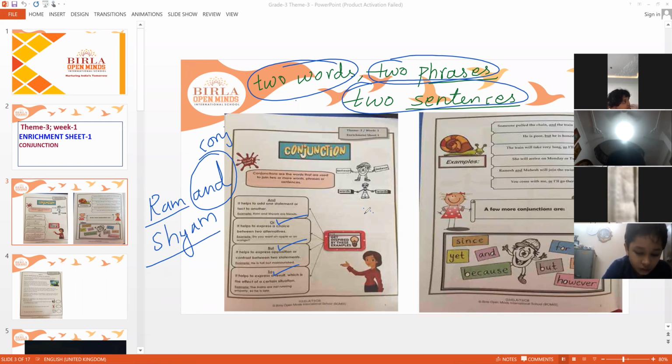So when you are giving some reason or some result, somebody is asking you, what happened? Why haven't you done your homework today? So you can tell, I lost my pencil, so I was unable to do my homework. When we have used "so" here, for giving a result, for giving a proper answer.